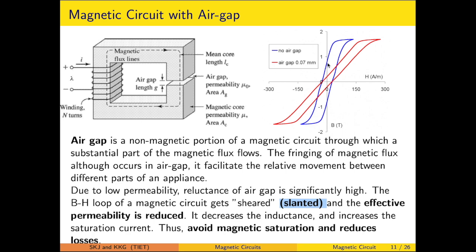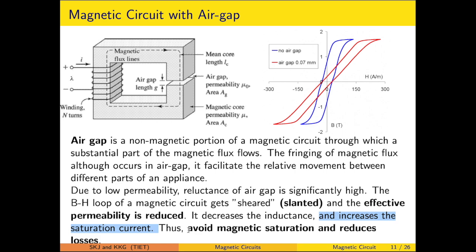Or you can say for the given value of B, a higher amount of current is needed with the introduction of the air gap. So this air gap introduction is basically resulting in an increase in the saturation current, and that increase in the saturation current means it helps in avoiding magnetic saturation.